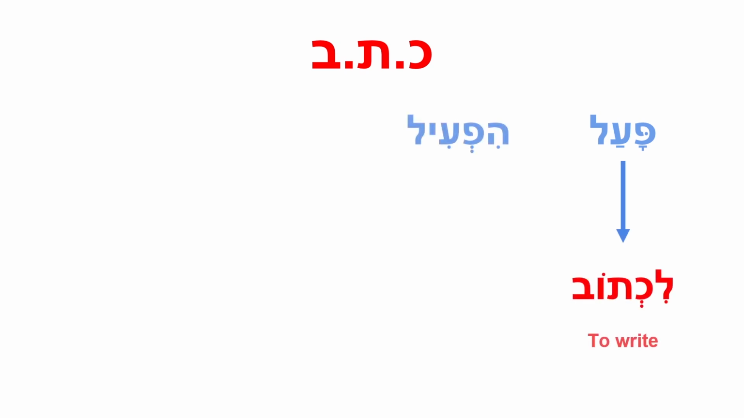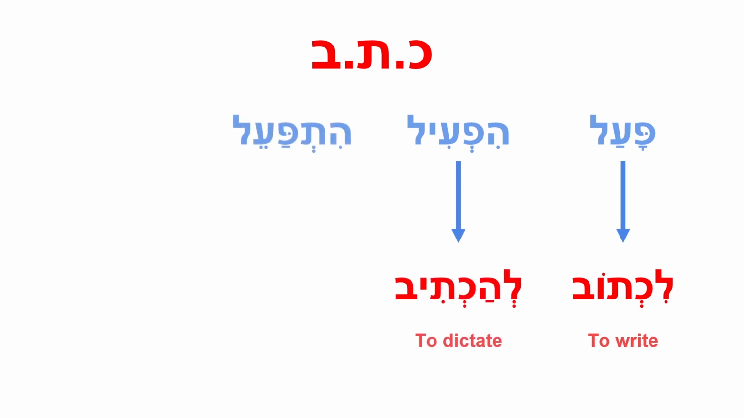Another example can be chaf taf bet, which can also be applied to different binyanim. Chaf taf bet gives us an idea of writing. So for example, pa'al, we remember it is a simple action, alone, nobody is involved. So the action will be lichtov, to write. Hif'il is a more coercive action, a very intense action that we are performing. Maybe we're influencing someone to do something, or we are acting in a very coercive way, so it will be lehachtiv, to dictate.